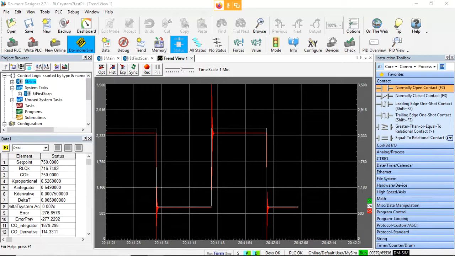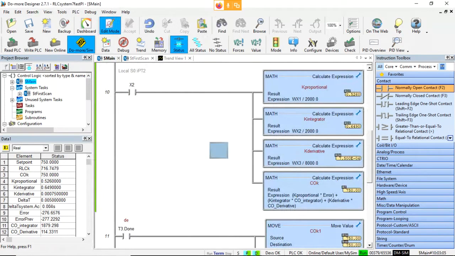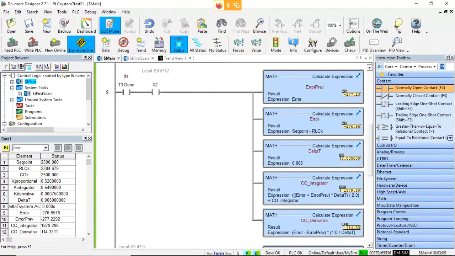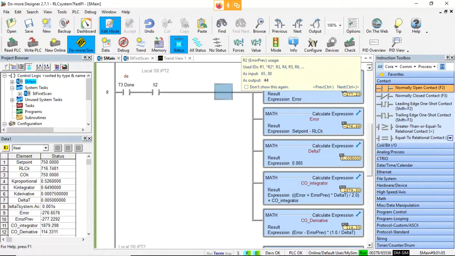So what I've got here is the PLC closed loop control system. This rung here does the calculation. So the first thing we have to do is move the error into the previous error so that we can track those to calculate the area for the integration.